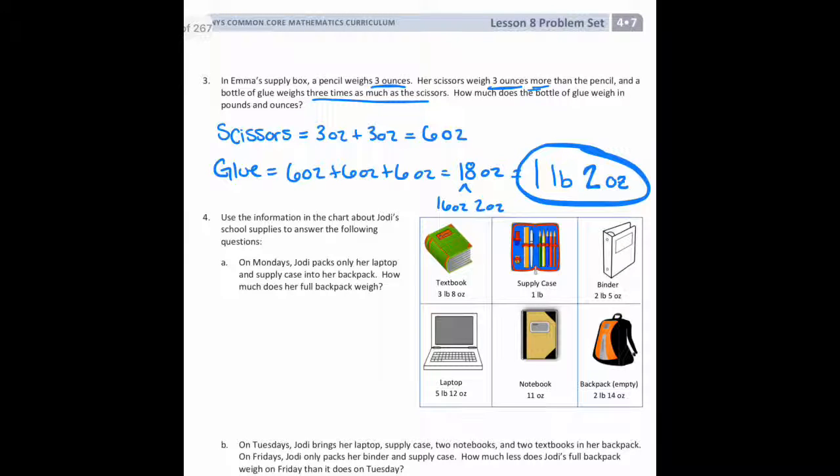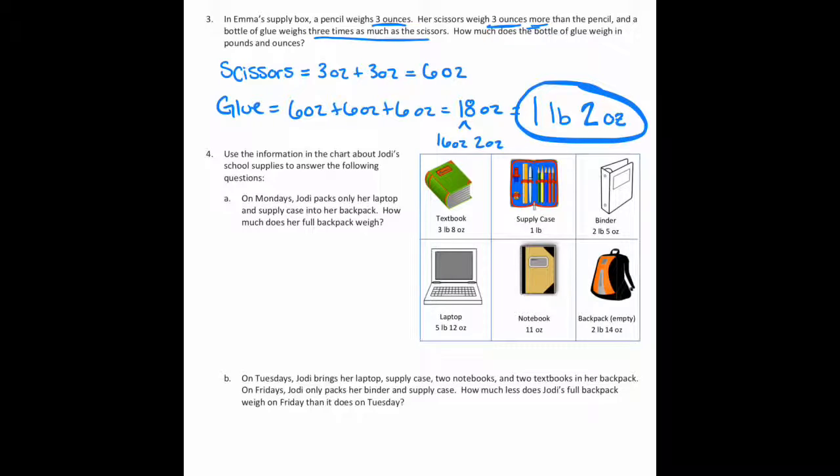All right, let's look at 4. It says use the information in the chart about Jody's school supplies to answer the following questions. On Monday, Jody packs only her laptop and supply case into her backpack. How much does her full backpack weigh? So we're going to add the laptop weight and the supply case weight together. So I'm going to say 5 pounds and 12 ounces for the laptop, and then add 1 pound for the supply case.